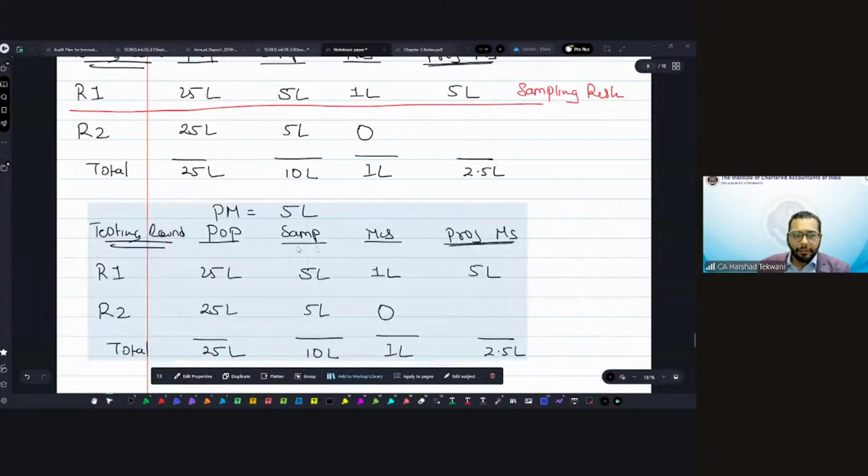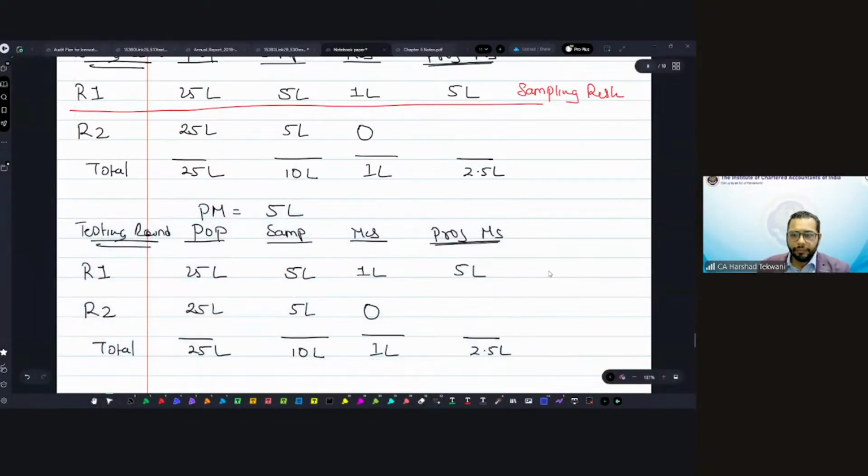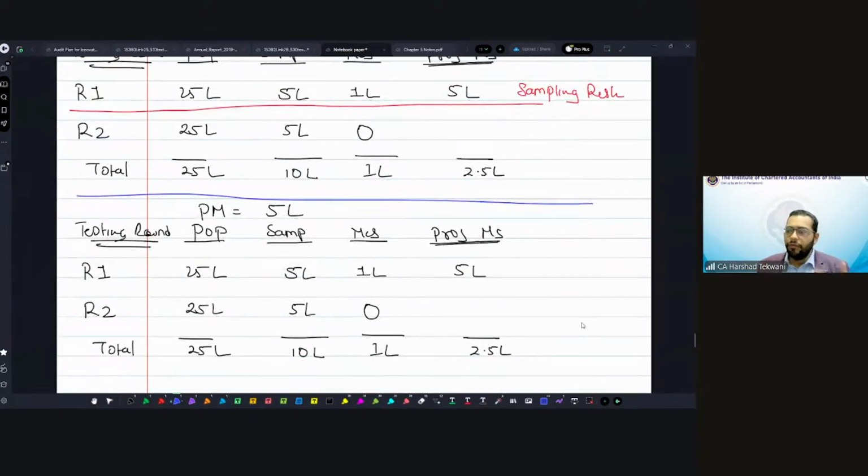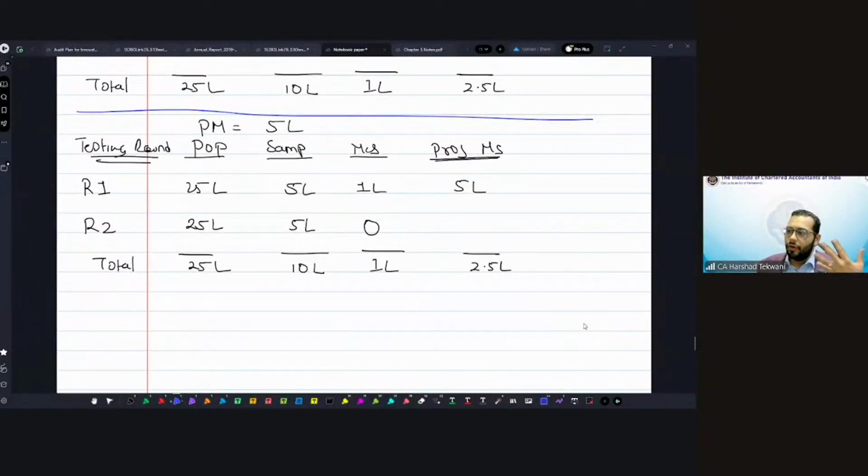But the false positive, what I'm saying, he assumed that out of the 5 lakhs he tested, all is positive. He concluded that in the remaining 20 lakhs there will be no misstatement. That is called false positive. No, I'll tell you how false positive works. I'll consider a separate scenario for false positive.